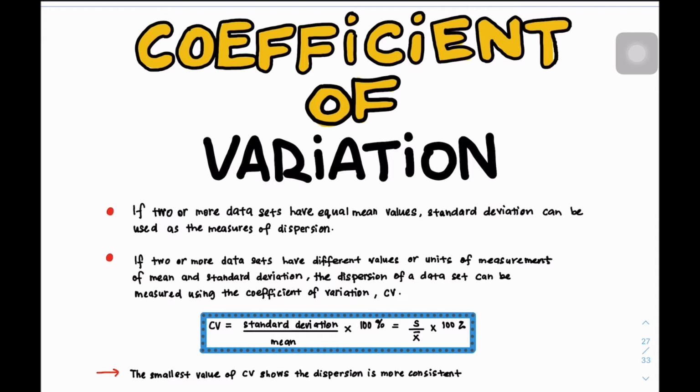So coefficient of variation ni adalah, variation ni samalah dengan dispersion, dia punya taburan data. Okay, so if two or more data set have equal mean values, standard deviation can be used as the measures of dispersion. So kalau kita ada data set, katakanlah kita ada 3 data set, data A, data B, data C, dan ketiga-tiga data set kita mempunyai purata yang sama. So untuk kita measure dia punya taburan data, okay, measures of dispersion, kita boleh guna standard deviation, di mana semakin besar nilai standard deviation, maksudnya taburan dia semakin jauh atau semakin luas.